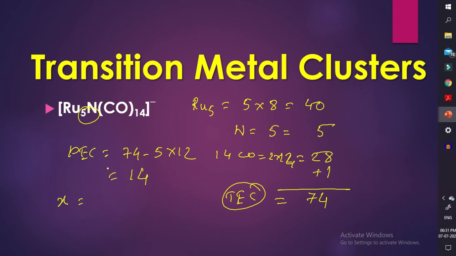Now we have to calculate the x. x is nothing but PEC by 2. So x is 7 now. So we have to write 7 in terms of n, which is 5. So we can write 7 as 5 plus 2. So it is n plus 2.